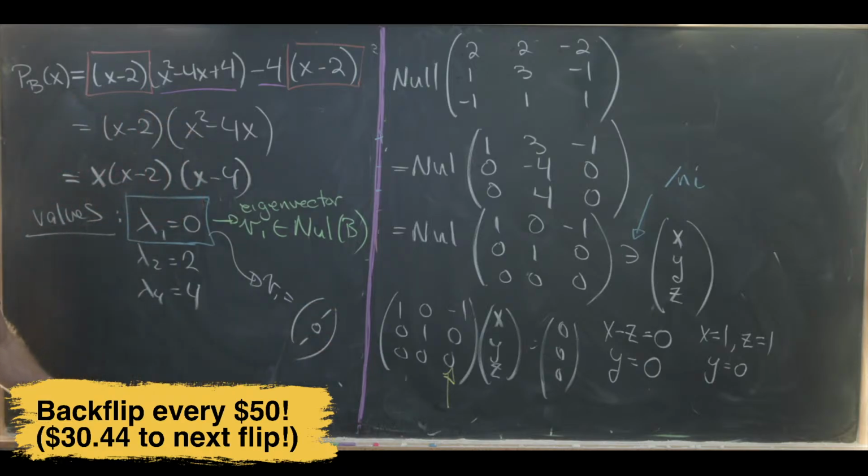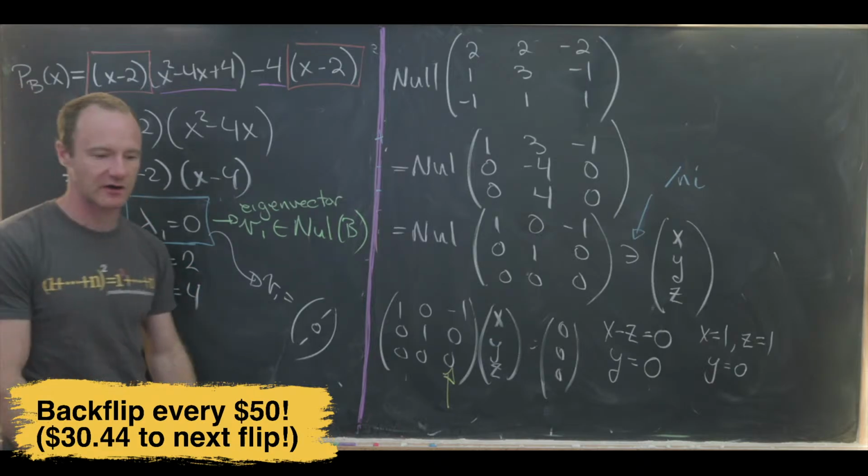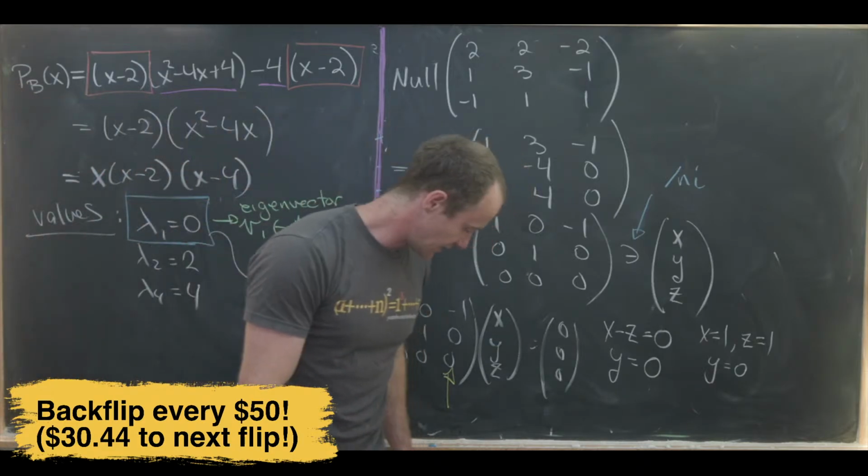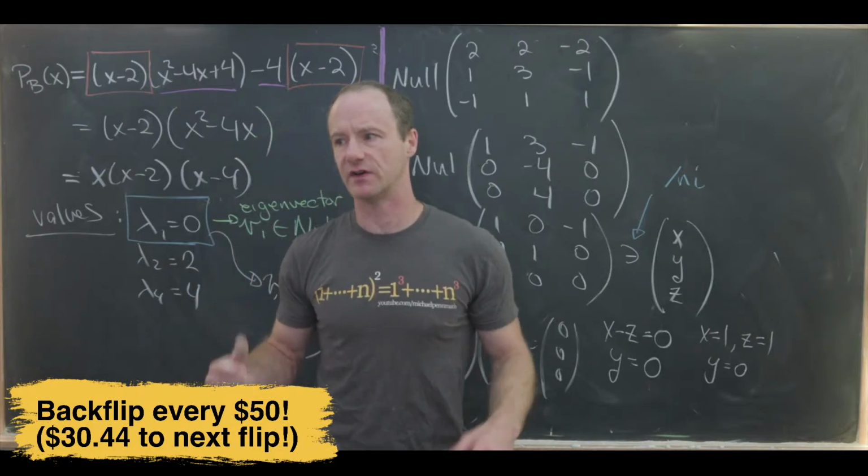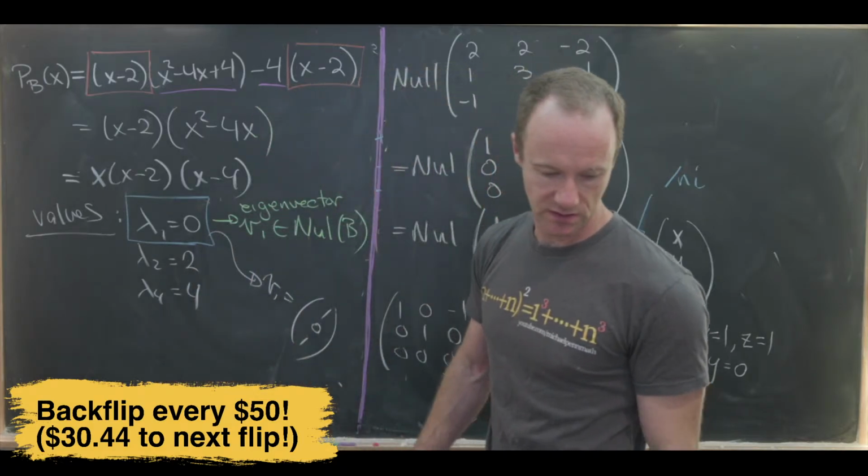Great. And then to find the other ones, you do the same kind of thing, except you don't find the null space of the parent matrix. You find the null space of the kind of associated matrix.